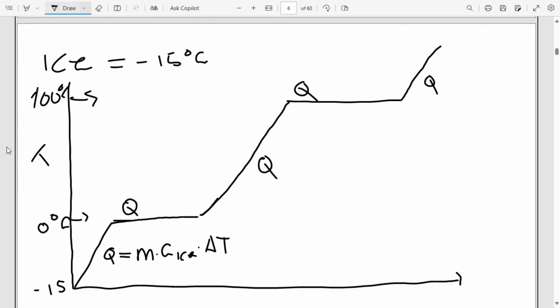We already looked at this formula last week. Then what about here? Here, the energy that will be absorbed will be due to the latent heat of fusion of that substance. So the energy that will be absorbed at this point is going to be equal to the mass of this substance multiplied by the latent heat of fusion, like that.